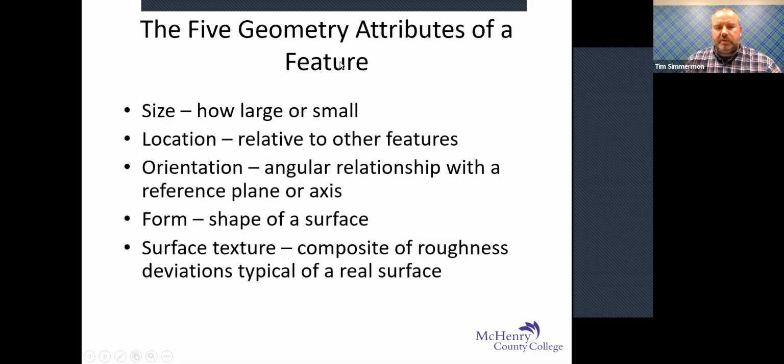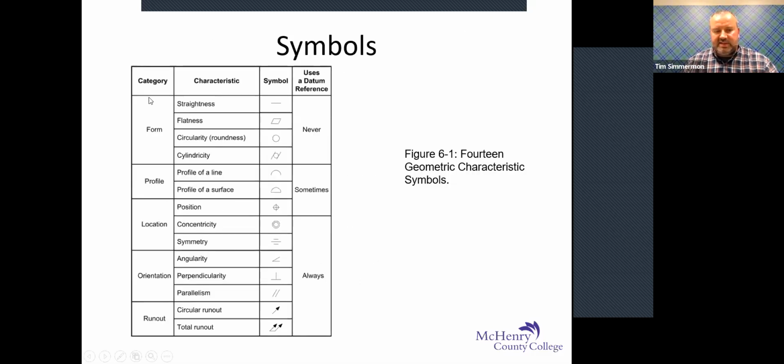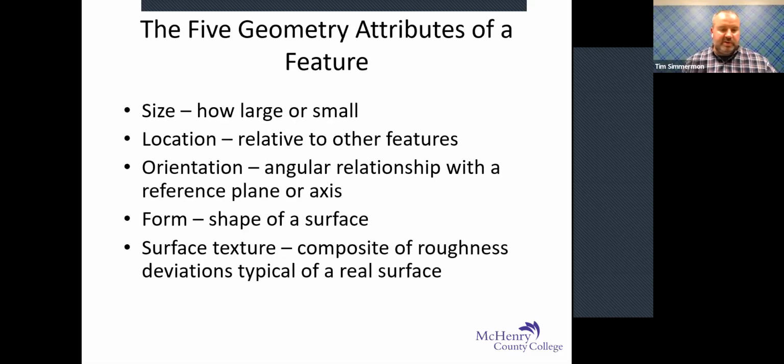So let's talk about the 5 geometry attributes of a feature. And again, this relates to these categories, which you have in your book too, page 64. The 5 geometry attributes of a feature are the size of the feature, the location of the feature, the orientation, the form, and possibly the surface texture. Surface texture is not going to relate to us in GD&T, but you'll see call outs on blueprints for what the surface texture of a part needs to be.